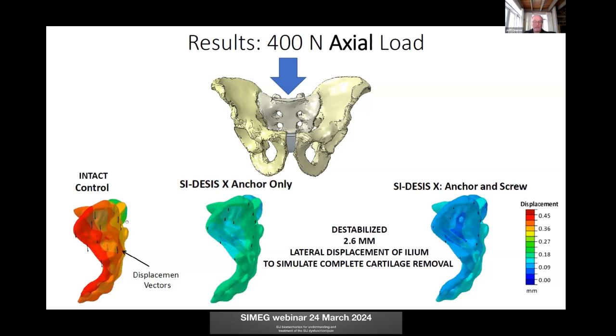In other words, this is the motion. The more red you see, as you can see by these displacement colors, the more movement there is; the less movement is blue. So this is the intact model.